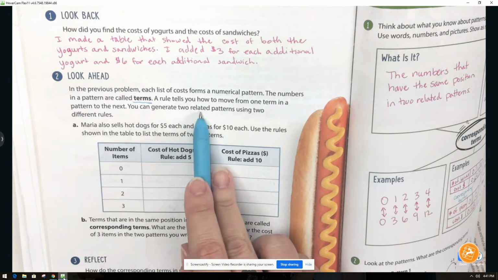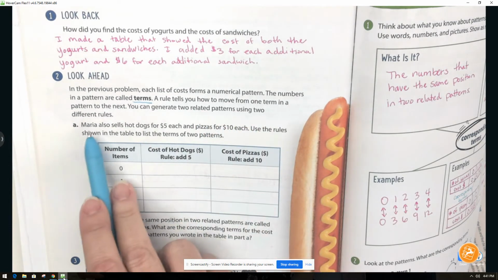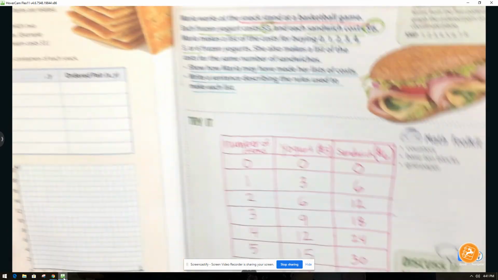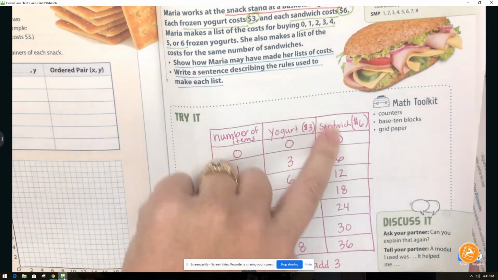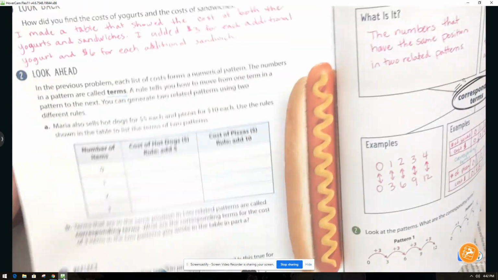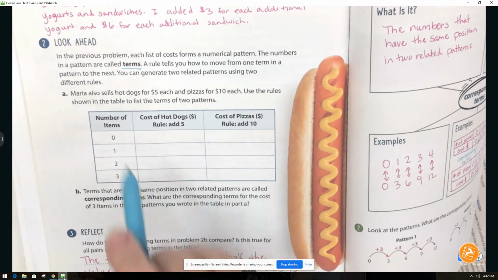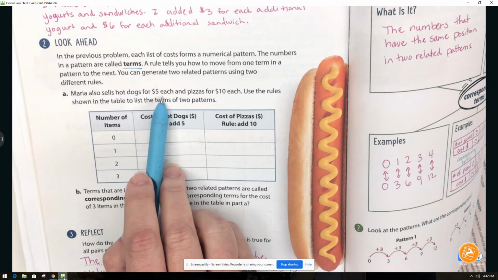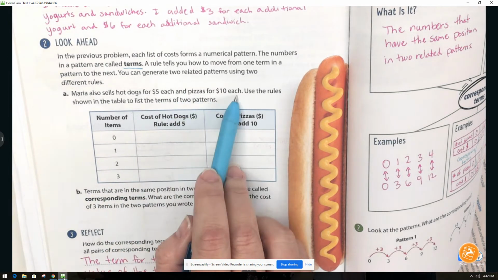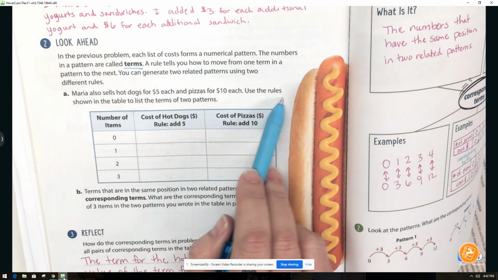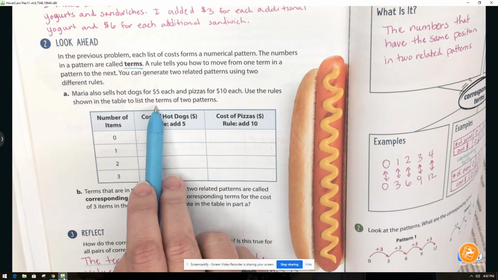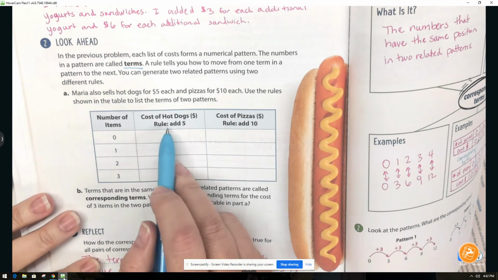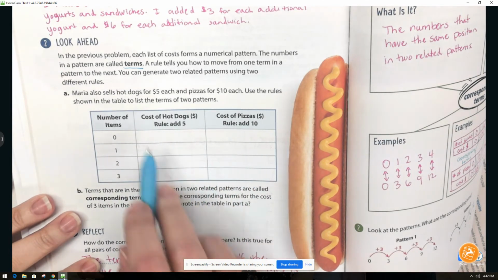You can generate two related patterns using two different rules. So we had two patterns over here because we had the rule that we added 3 for the yogurts and we added 6 for the sandwiches. Maria also sells hot dogs for $5 each and pizzas for $10 each. Use the rules shown in the table to list the terms of the two patterns. So let's do hot dogs first and then we'll do pizza.